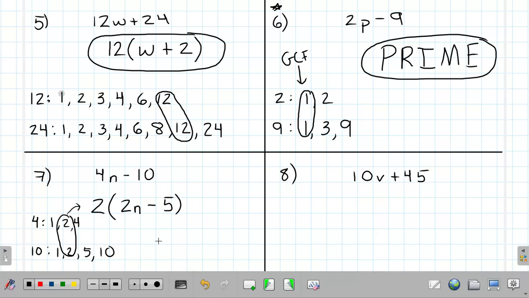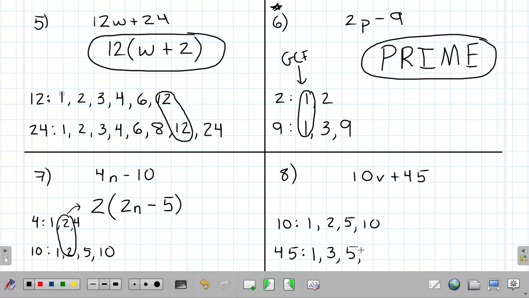Number 8, a little trickier here. But we can see both of these numbers are divisible by 5, and that's actually the greatest common factor. But if you need to, once again, come down to the bottom on another sheet of paper and just write out all the factors. The factors of 10 are 1, 2, 5, and 10, just like we saw before. The factors of 45 are 1, 3, which is actually a factor of 45, 5.